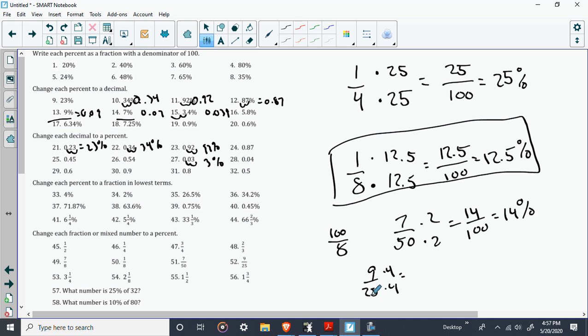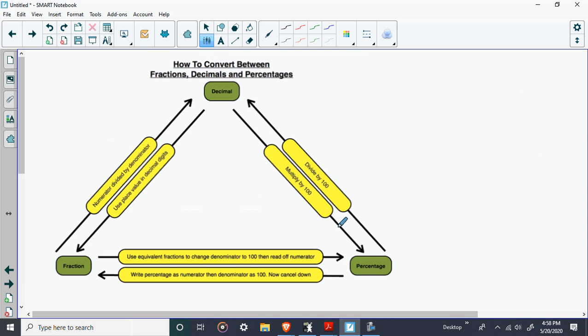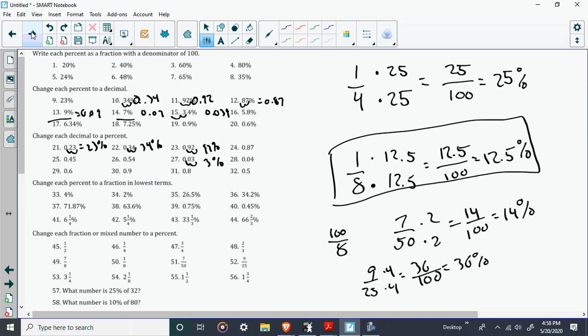If you have a situation where the denominator is very easily made into 100, then it's easy to do. If you have something like this, you're probably better off taking the long way around. It might just be faster. So it depends on how good you guys are with the numbers.